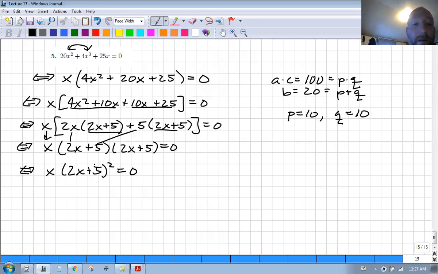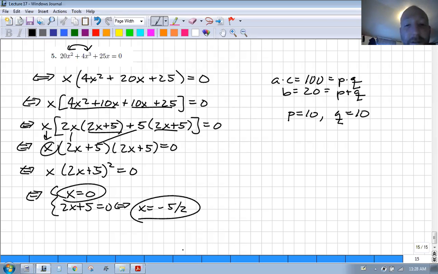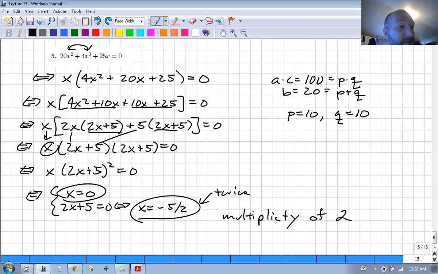Okay. So if I set each one of my factors equal to 0, I got an x. Either x is 0 or 2x plus 5 is 0. This one says x would be a negative 5 halves. So we have 0 and negative 5 halves. This one happens twice. It has a multiplicity of 2 because it happens twice. You get the same solution twice.